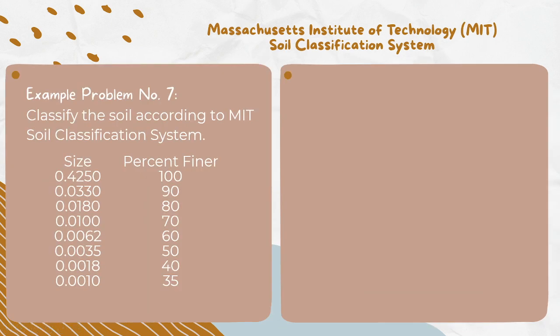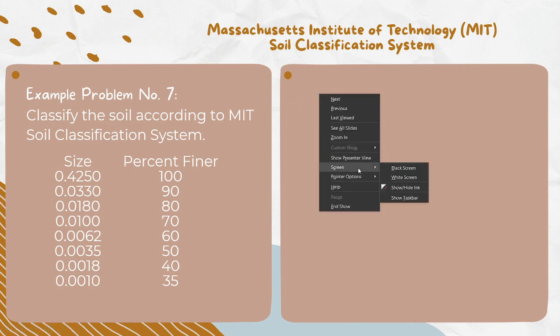So, let's have our last example problem in this lecture. So, we are asked to determine the percentage of the gravel, sand, silt, and clay. Normally, you will have to plot this in the grain size distribution. But to simplify my lecture, I will teach you a simple calculator technique.